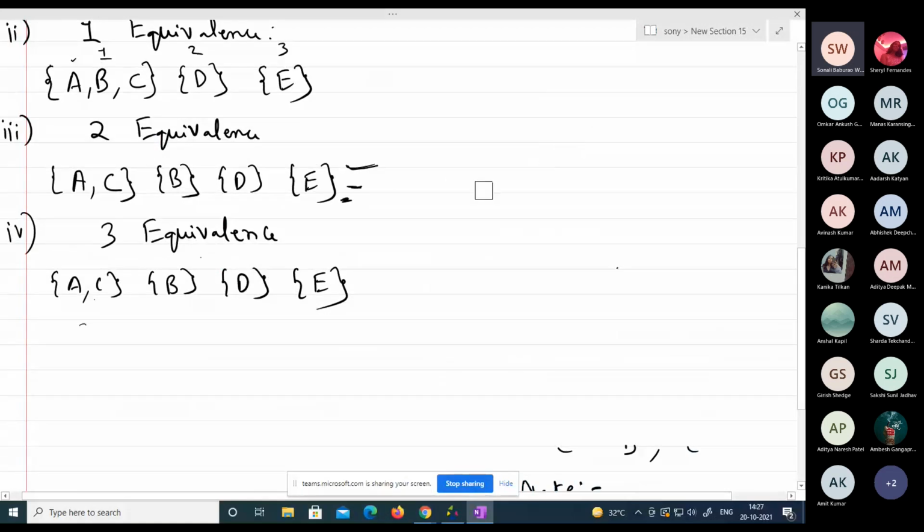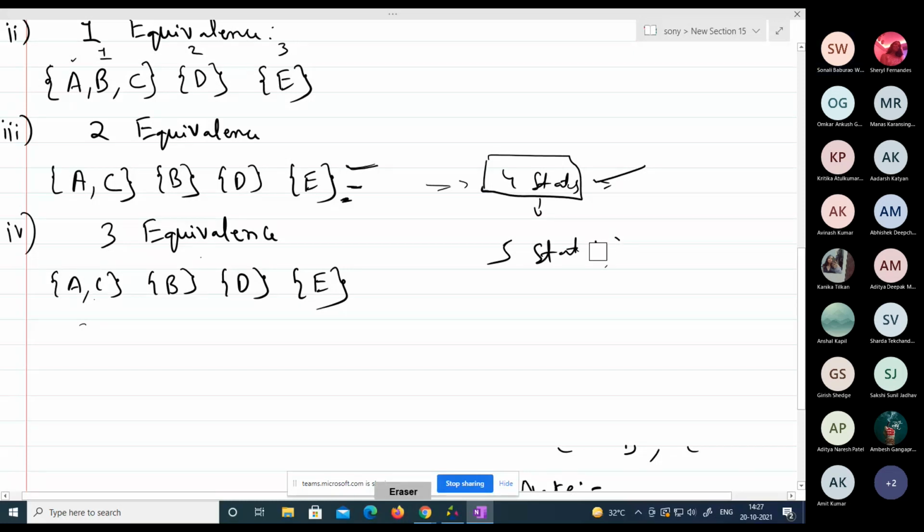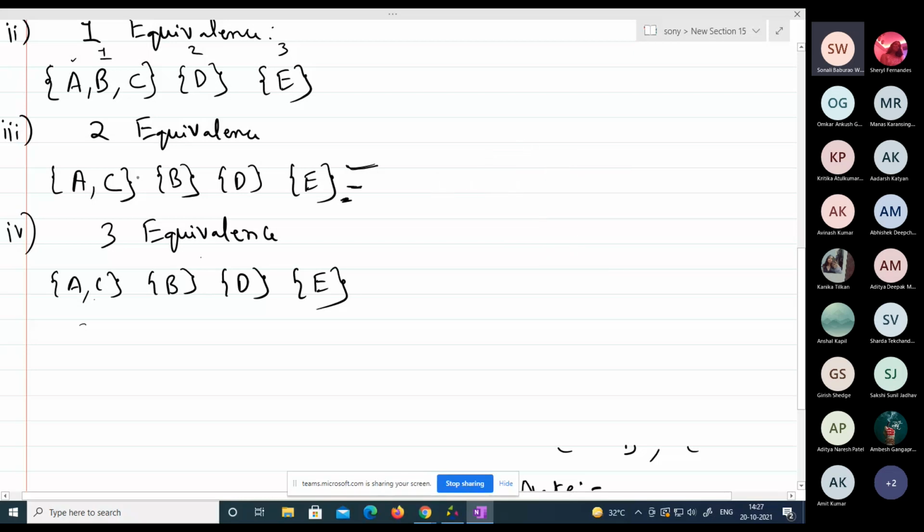So you got 4 states over here, and if I want to minimize further, I'm not able to, because it is taking me from 4 states to 5 states again. It will take me back to 5 states, and I don't want that to happen. So I want to stop here. I'm having only these 4 states: A comma C, B, D, and E. So in my third equivalence, I will write the same value as my second equivalence.